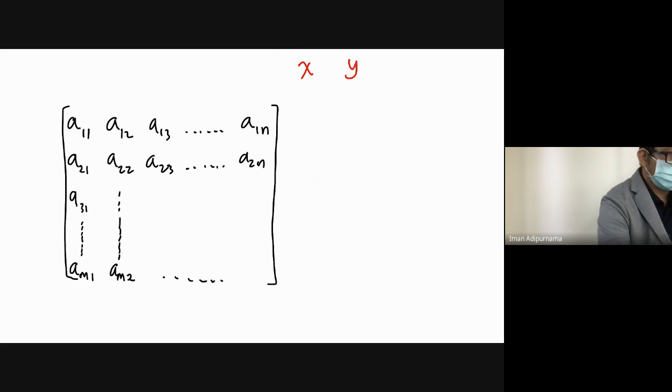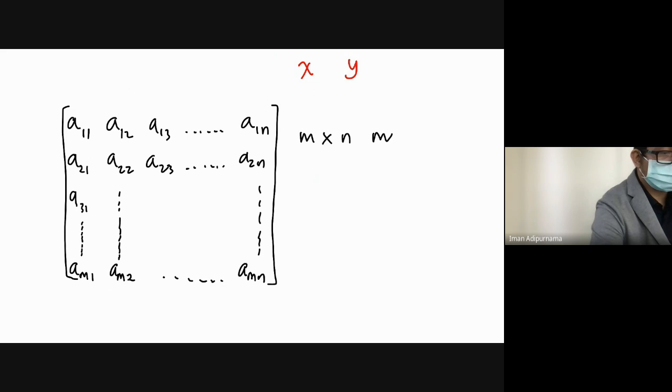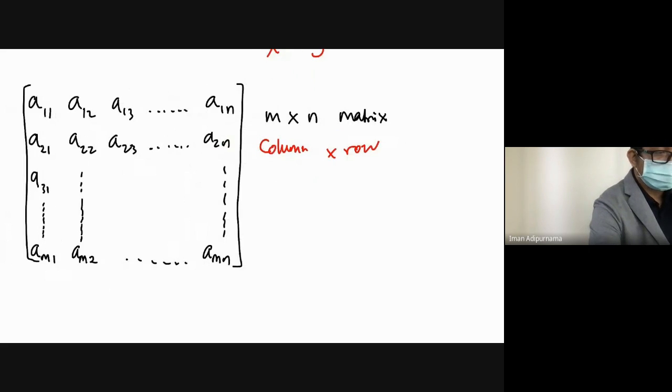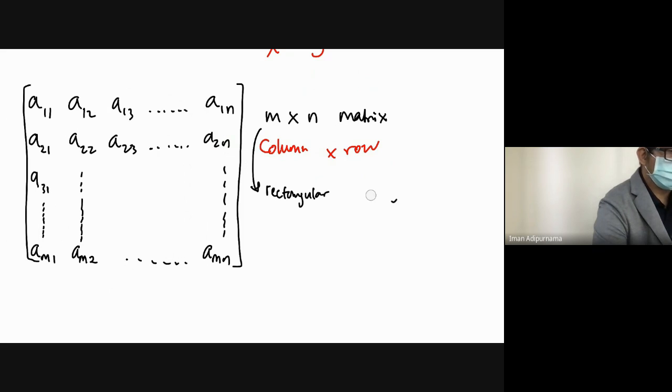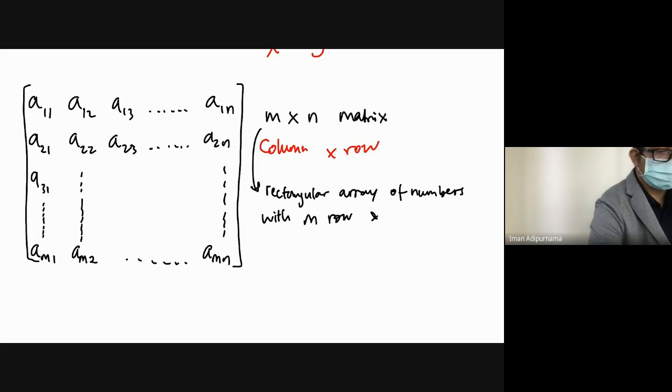And then we have A, M, N. So this is the column and row of a matrix. It is composed of a rectangular array of numbers with M rows and N columns.